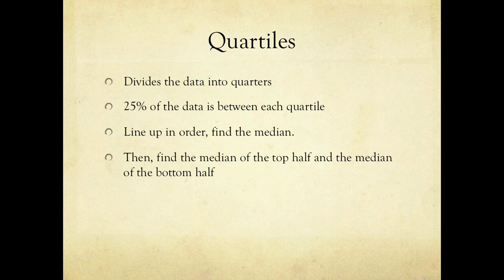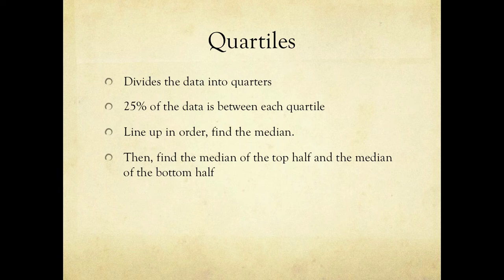So the next piece of data that's important is quartiles. And quartiles are going to divide your data into quarters. So quartiles will take your data and give you your lowest 25%, your second lowest 25%, your second highest 25%, and your highest 25% of the data. So it basically divides the data into quarter-sized chunks. So 25% of the data is between each quartile. So the quartile refers to those numbers that divide your data into chunks.